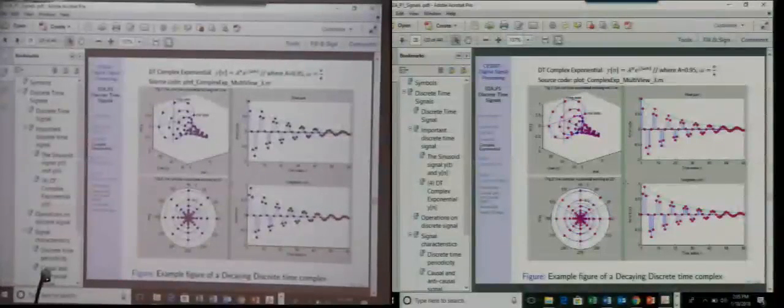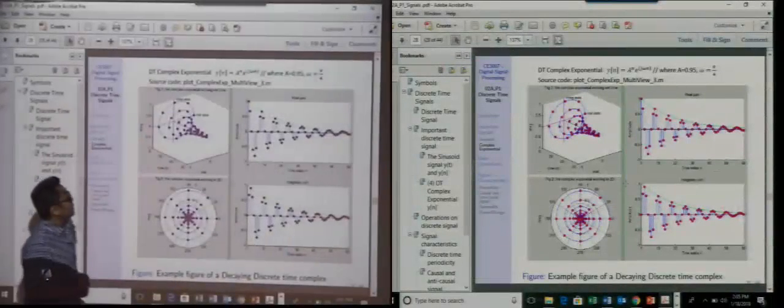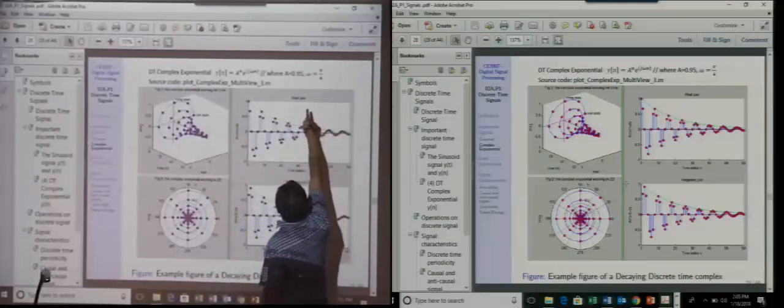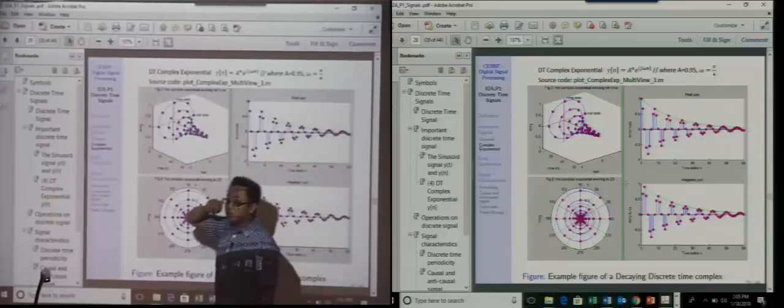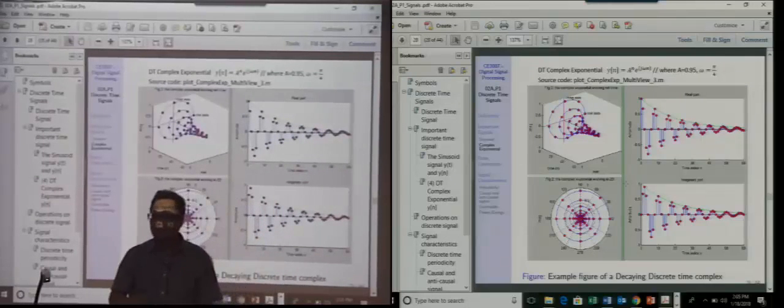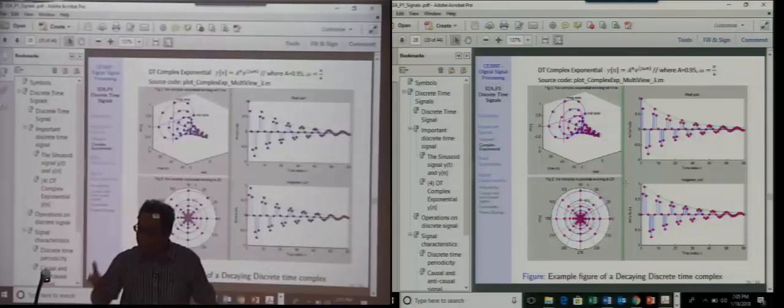So this was what I've just said. In this example, I plot a equals 0.95 and ω equals π/4. What does small ω mean again, sir? What is its name? It has a name. Its name is digital frequency. And it has a unit. Its unit is radian per sample.